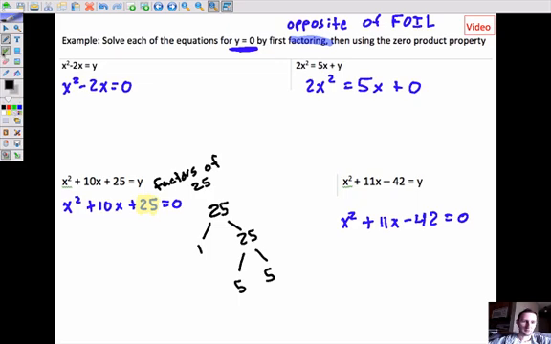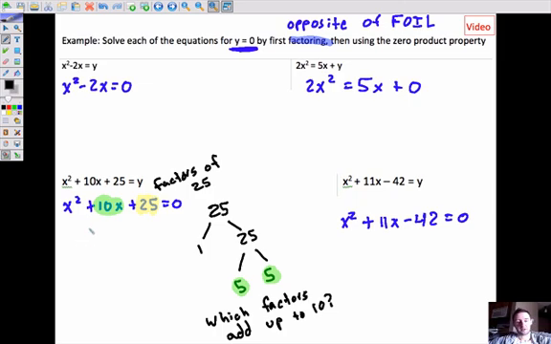The next part I need to look for is the coefficient on the x term, not the x squared, the x term. And I need to look for which of the factors add up to 10. So I'm going to pick 1 and 25. Obviously 1 plus 25 is not 10. 5 and 5, hey, 5 plus 5 is 10. So the factors that I need to choose then are 5 and 5.